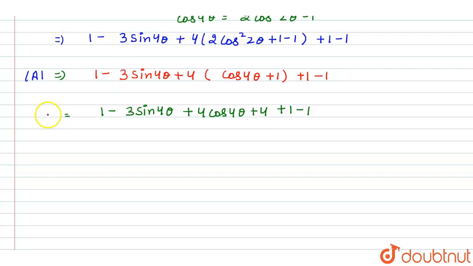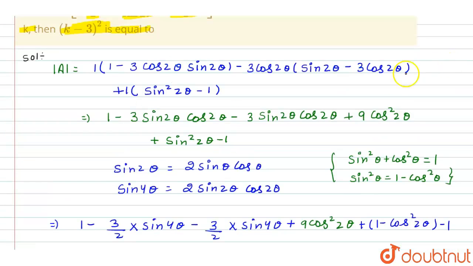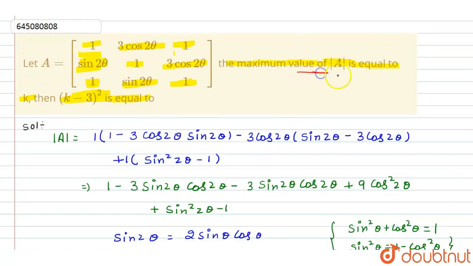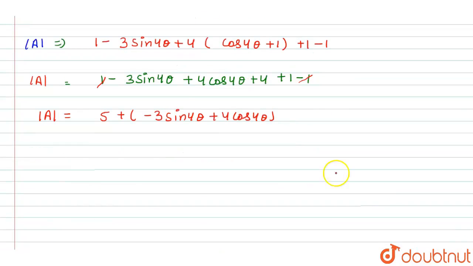Now determinant A is equal to, the plus 1 and minus 1 cancel out. We are left with 4 plus 1, which is 5, plus minus 3 sin 4θ plus 4 cos 4θ. Now in the question, the maximum value of determinant A is given as K. Now finding the maximum value of minus 3 sin 4θ plus 4 cos 4θ.